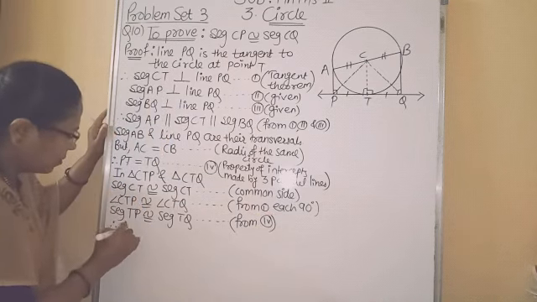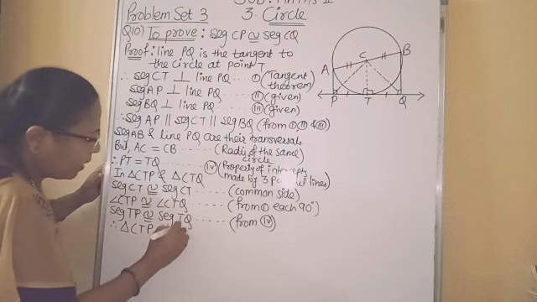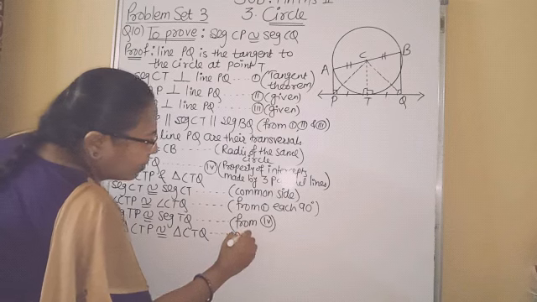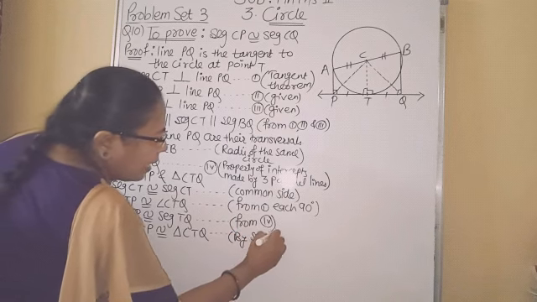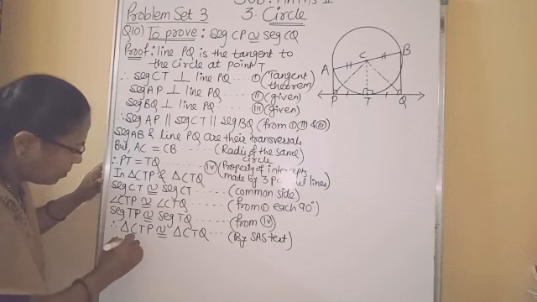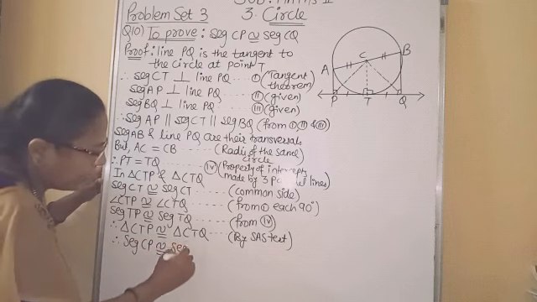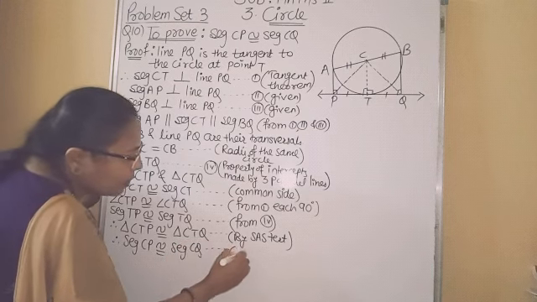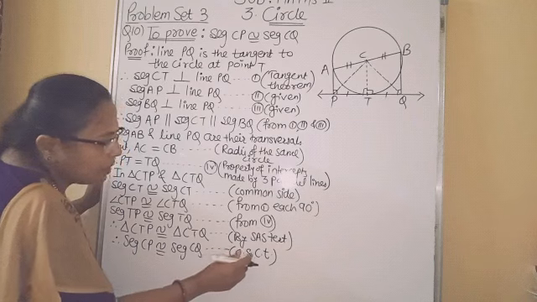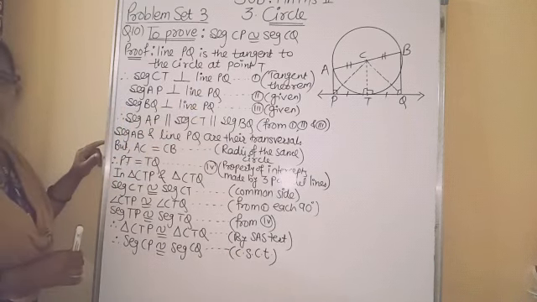Therefore, triangle CTP congruent to triangle CTQ by SAS test, and therefore segment CP is congruent to segment CQ. Corresponding sides of congruent triangles, CSCT. So this way we proved what we want to prove. Followed?